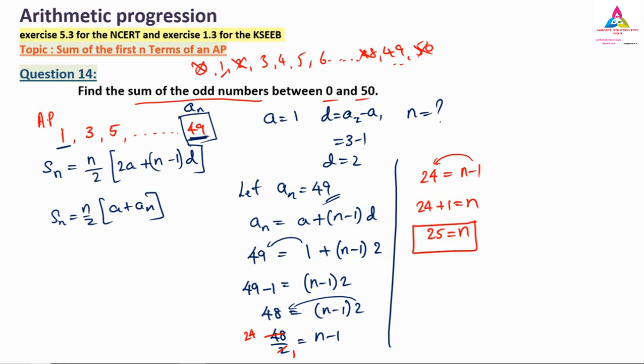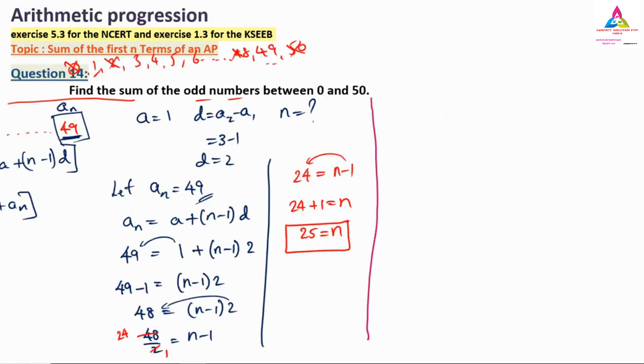So now it is easy to find. Any one of the formulas you can substitute. For Sn, you can substitute n by 2 into 2a plus n minus 1 into d, or Sn is equal to n by 2 into a plus an, and you can find the final answer. To find Sn, we will go with the Sn formula, Sn is equals to n by 2 into a plus an. Why am I going for this formula? Because here the simple thing is, we know a, and we know already the an value also.